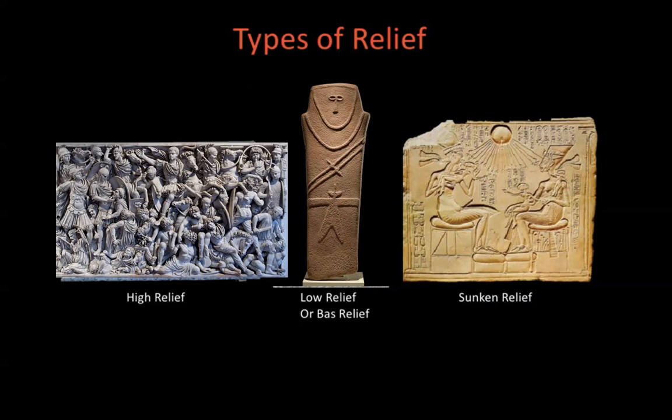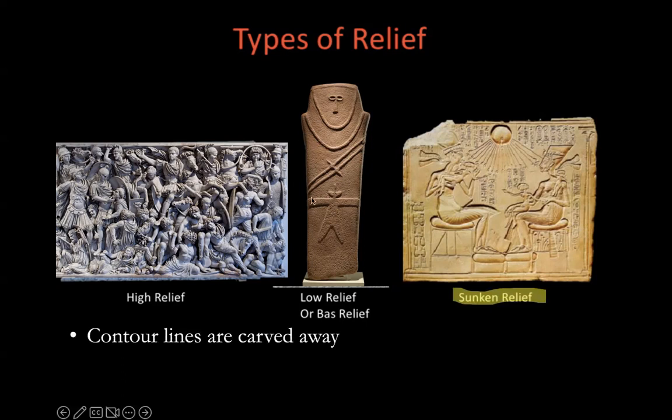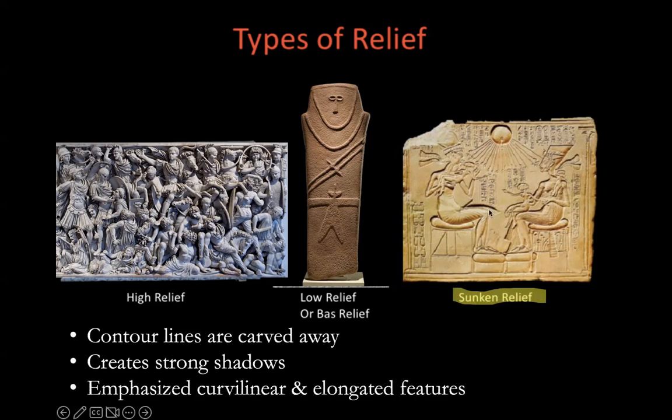So these dark shadows are really carved out. Things are kind of popping out of the surface. And then you've got the anthropomorphic stele, which is low relief, also called bas relief. And then you've got Akhenaton, Nefertiti, and Three Daughters, which is sunken relief. So it's a different type of relief we haven't seen yet. This is where the lines are carved away. Instead of carving the background to have the lines pop out, like we're seeing in the anthropomorphic stele, you're carving the actual lines themselves. So this is creating strong shadows, emphasizing the curvilinear and elongated features.